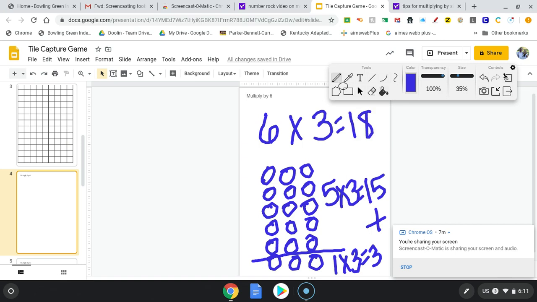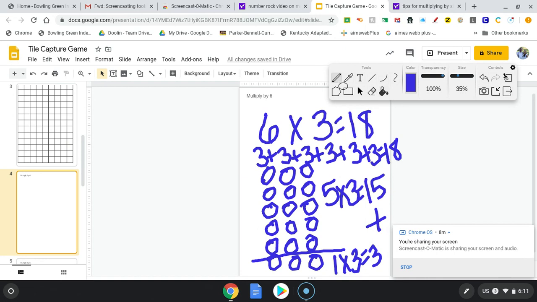So those are all ways that you can multiply, and you have lots of other ways that you can multiply. You can use repeated addition. 3 plus 3 plus 3 plus 3 plus 3 plus 3 equals 18. So that's another way that you could also do that. So we have lots of tools in our math toolbox.